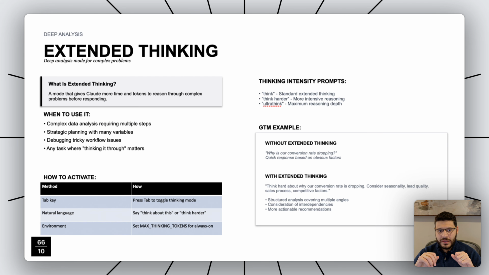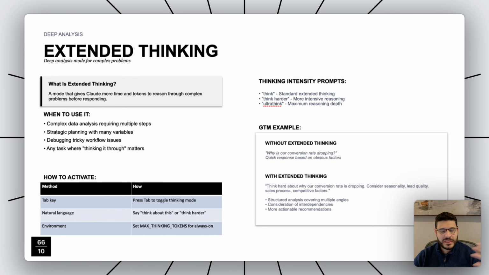Another important one here is extended thinking. Going back to prompt engineering, thinking about how you're phrasing your prompt is important. Using words like think will make it do a standard extended thinking. Think harder will make it more intensive. And then ultrathink will use the maximum reasoning depth. What this allows you to do is really tinker with how complex and how many tokens you want to use for your workflow. Some things might be simple, right? Like, hey, write for me a quick email and think. I might not need to think ultra hard for that.